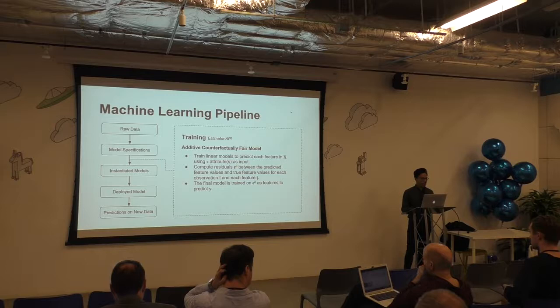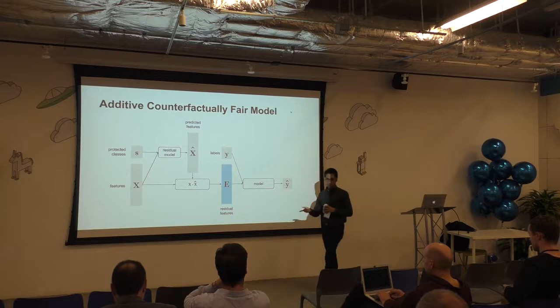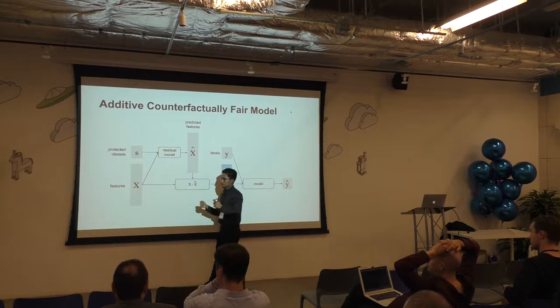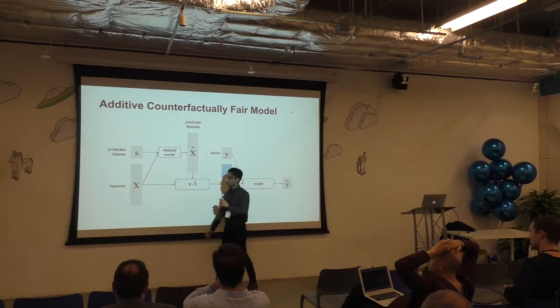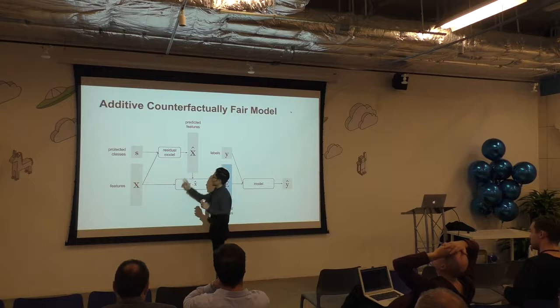With the additive counterfactually fair model, or ACF, what you're doing is this. You have your non-sensitive features X, and then you have your protected classes S. This is in the linear context, so whenever you see the word model, just assume that's linear. You train a residual model that uses your protected class S as input and tries to predict each of your features X. Then it outputs some prediction of what those features X should be.